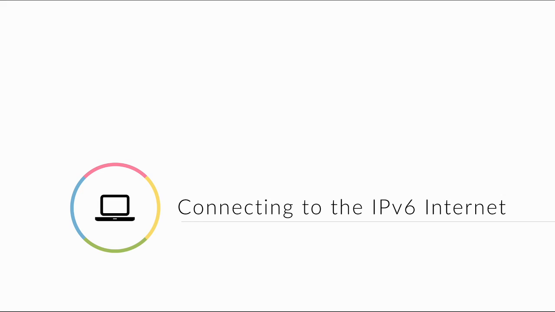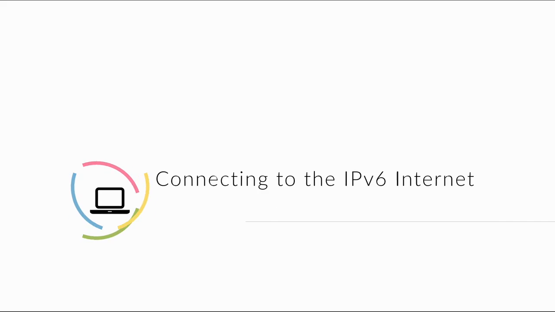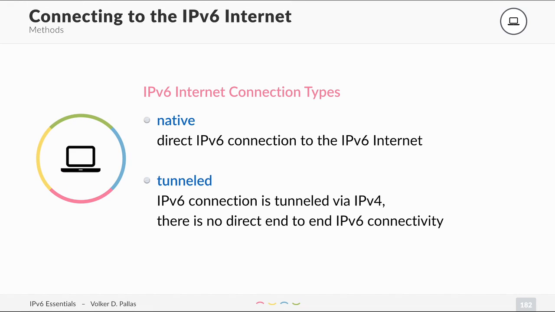Now you want to connect to the IPv6 internet. There are different options. The two major types of internet connections are native connections, which means you have direct IPv6 connectivity to the IPv6 internet. You have an ISP router, and the ISP router has IPv6 inside and outside, and you have your own prefix.